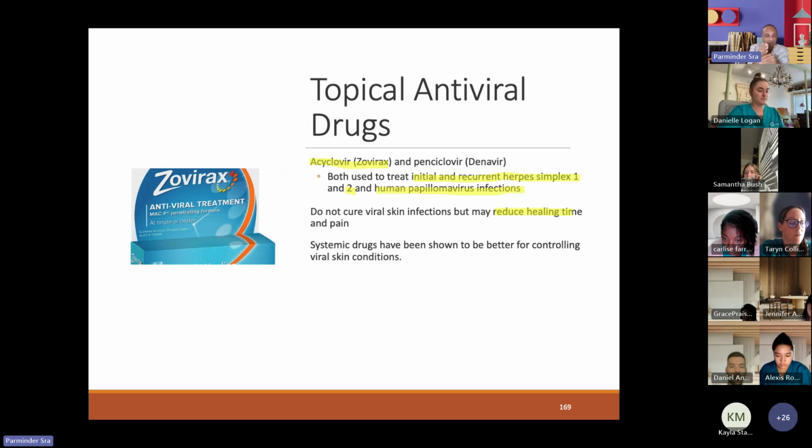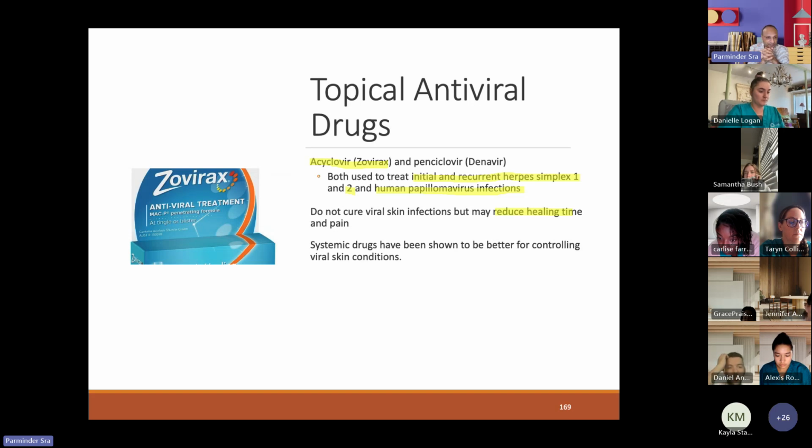Now, second thing, remember, antiviral drugs do not cure. They reduce and shorten the sickness period. So make sure you educate the patient that it's not going to treat right away, but it will definitely cut off the sickness period. Like maybe an infection that lasted 10 days may be cut down to 5 days, somewhere around there.